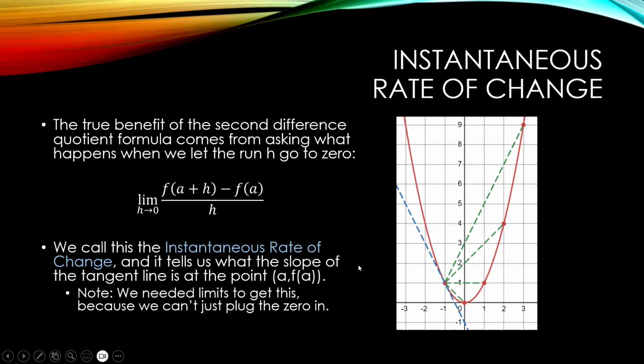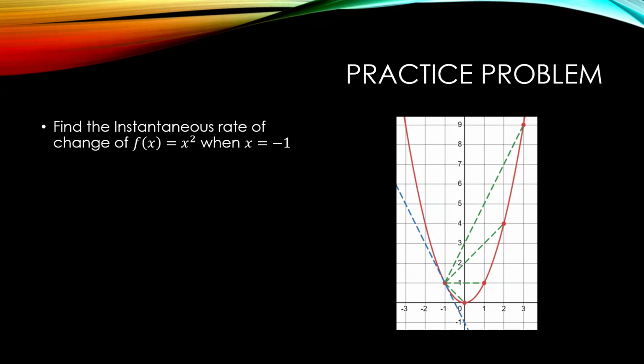Well, again, we can eyeball it in this case. Looking at it, it looks like we are going down 2 and over 1. And so we should get a slope of -2. If we evaluate this limit at -1, we would expect to get that slope of -2. And so let's see if that's what happens. Find the instantaneous rate of change of f of x equals x squared when x equals -1.